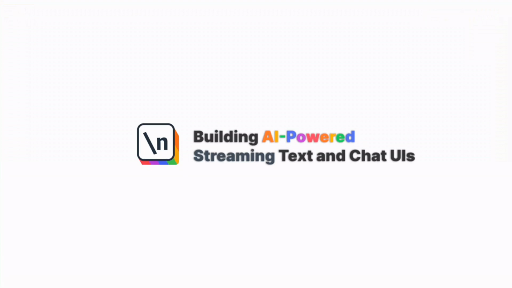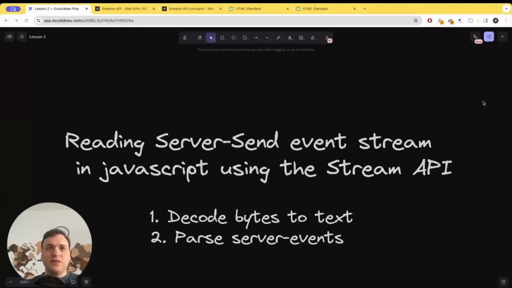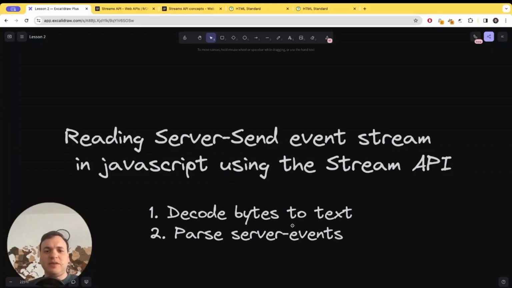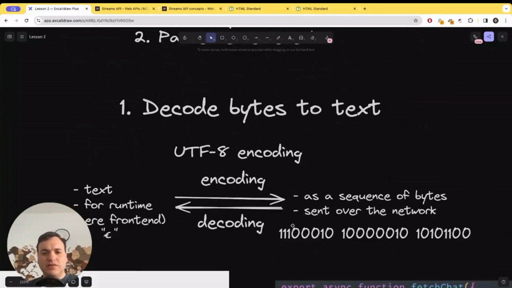We will learn how to read a server-sent event stream using native JavaScript functions. As you can see, we have two tasks to do to parse a stream. The first is to decode bytes to text, because our text will be encoded to bytes using UTF-8 before being passed to the network. The second task will be to parse the text respecting the server-sent event specification. Let's look at the detail.